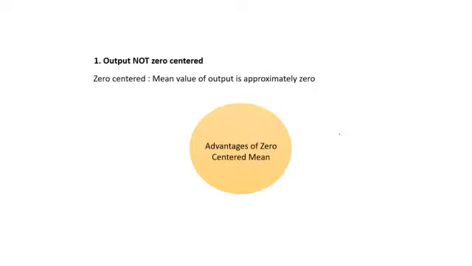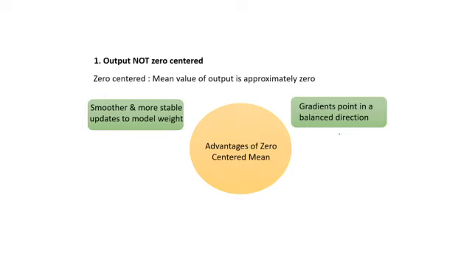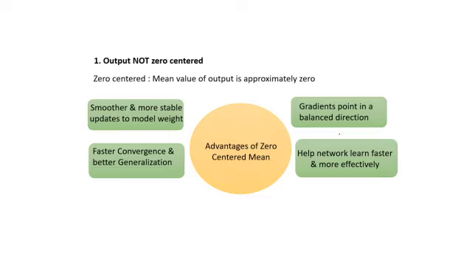like stochastic gradient descent. So a zero-centered output ensures that the gradients point in a balanced direction, which allows the model to explore the loss landscape more effectively. It contributes to smoother and more stable updates to the model's weights, which leads to faster convergence and better generalization. And ultimately, it helps the network to learn faster and more effectively.